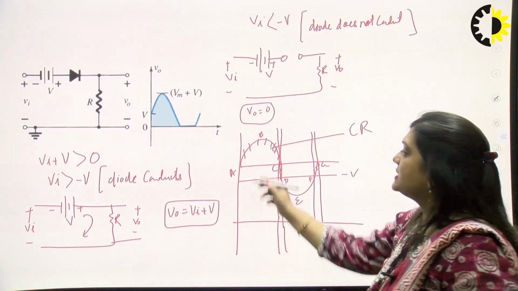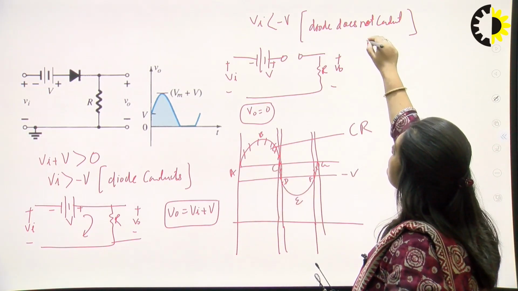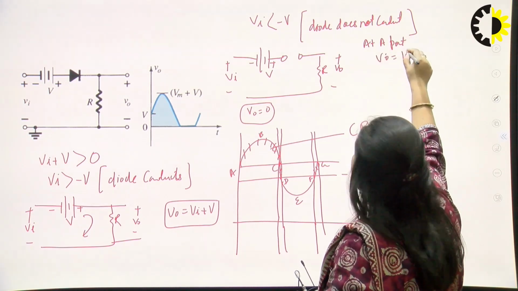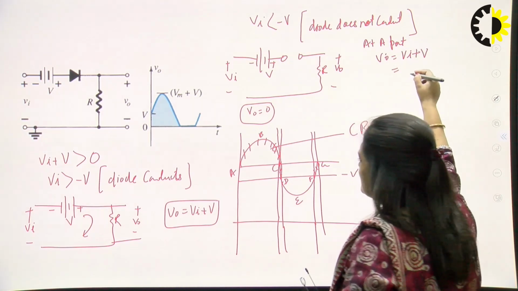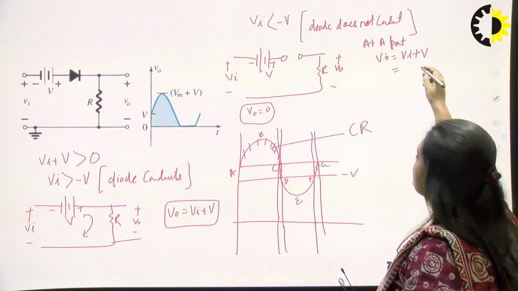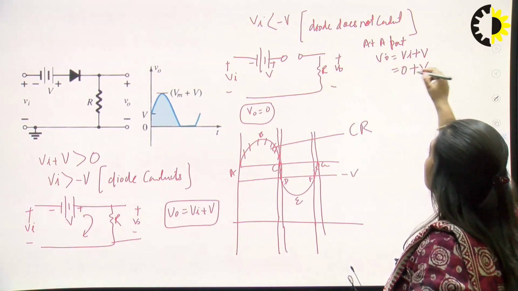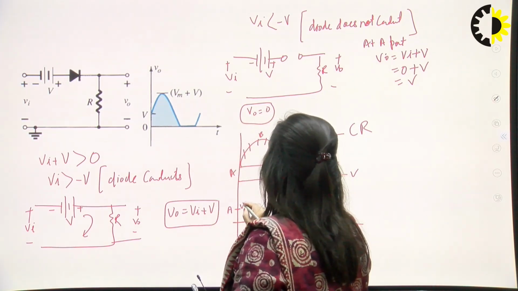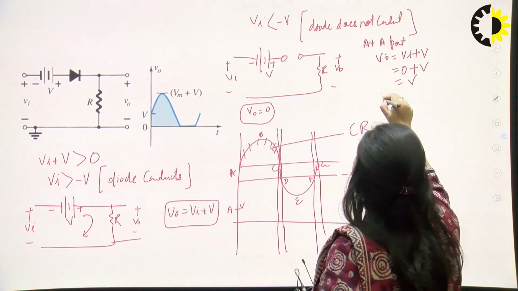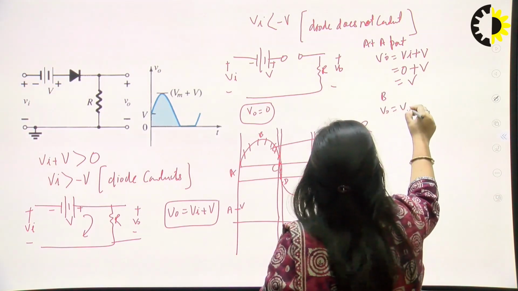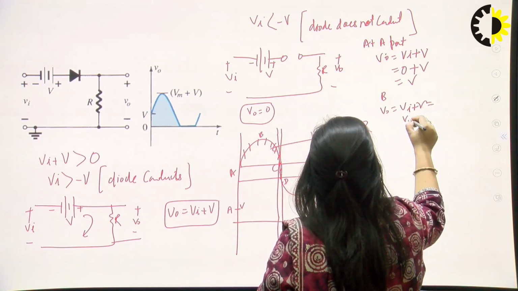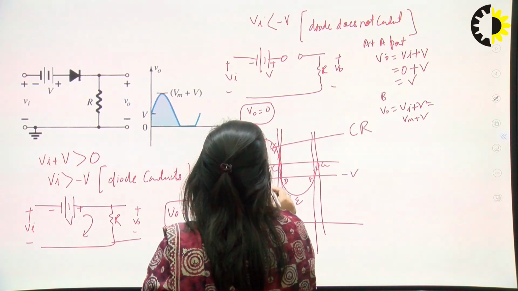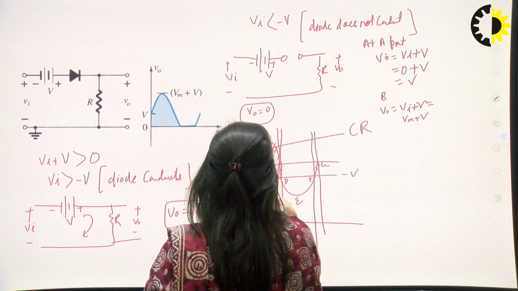So in the conducting region, at point A, output V naught is equal to Vi plus V. At point A the value of Vi is 0, so 0 plus V would be equal to V. So at point A, output is equal to V. And at point B, V naught is equal to Vi plus V, so it will be equal to Vm plus V. And at point C, it will again be equal to V.